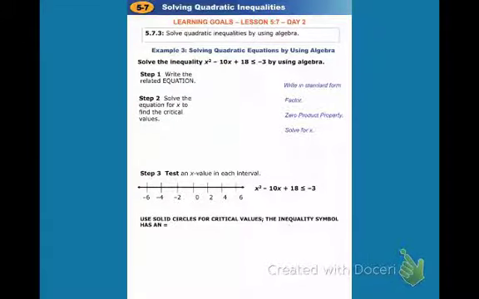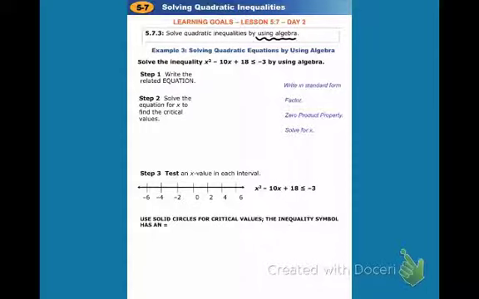Okay, so we've reached day 2 of solving quadratic inequalities, and I promised you today that we would be solving these quadratic inequalities using algebra. So that's going to be the focus of our learning goals today: algebraic methods to solve quadratic inequalities. So let's take a look at our first example.